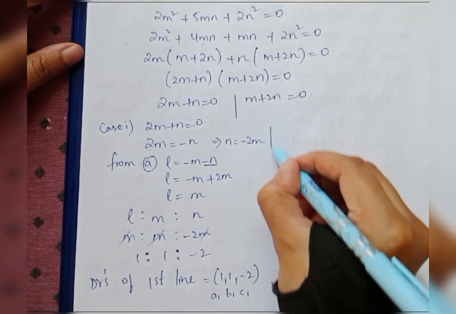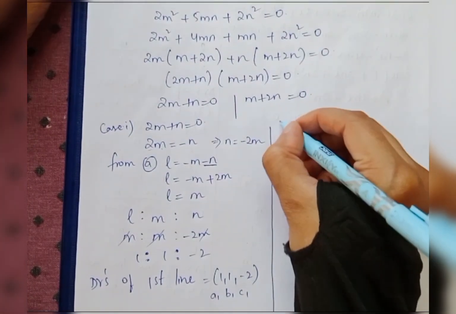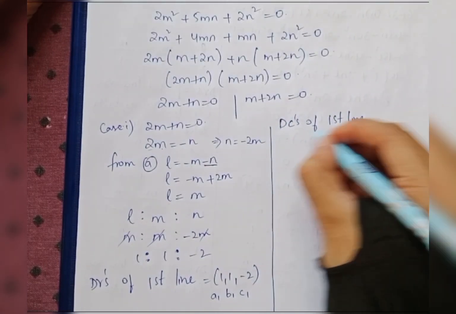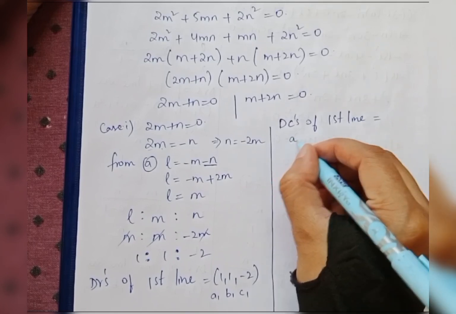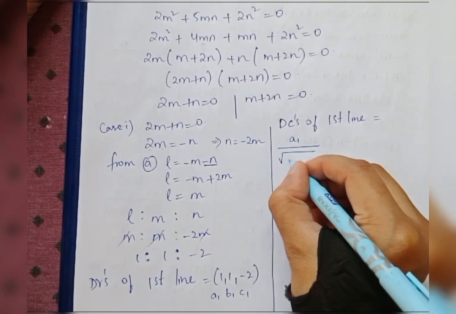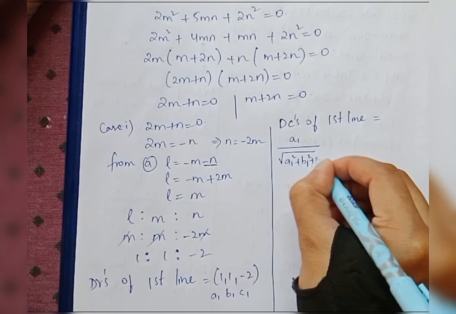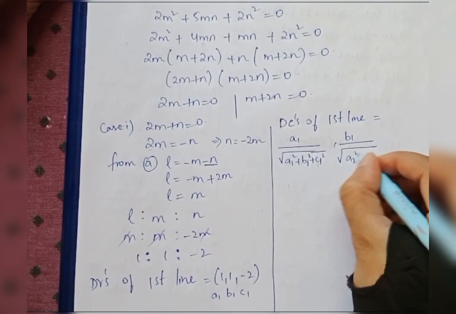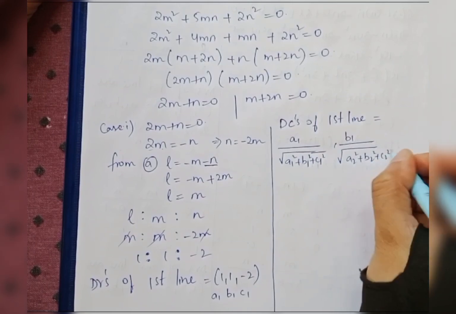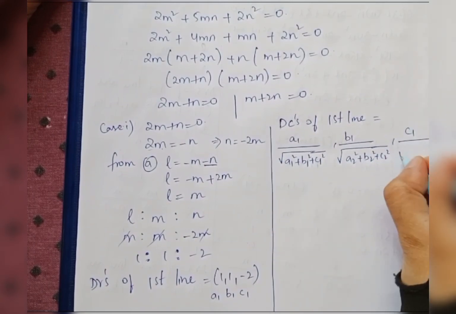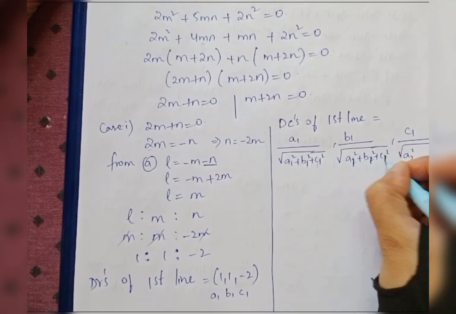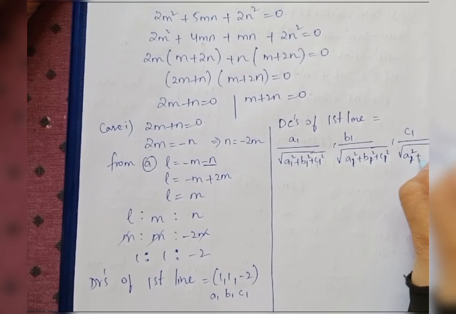Using this we'll get DCs. DCs of the first line are given by the formula a1 by root of a1 square plus b1 square plus c1 square, comma, b1 by root of a1 square plus b1 square plus c1 square, comma, c1 by root of a1 square plus b1 square plus c1 square.